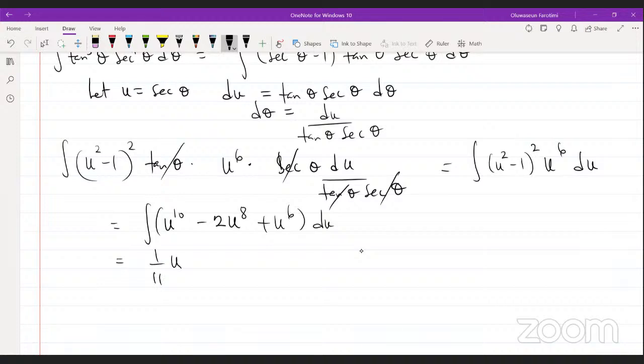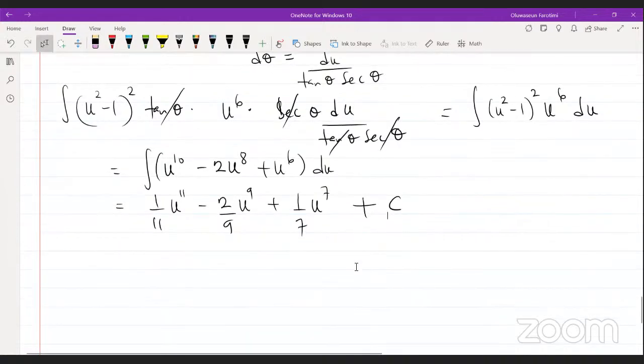What is this, guys? Very easy integration to handle. 1 over 11 u to the 11th, minus 2 over 9 u to the 9th power, plus 1 over 7 u to the 7th power. But remember your constant of integration, plus c. Again, you cannot stop here. You have to plug things back in. What is u?